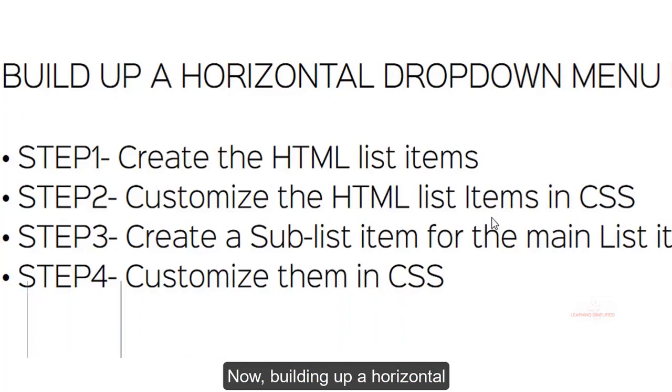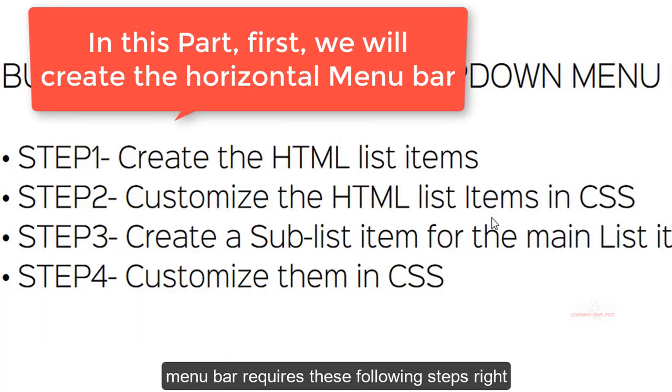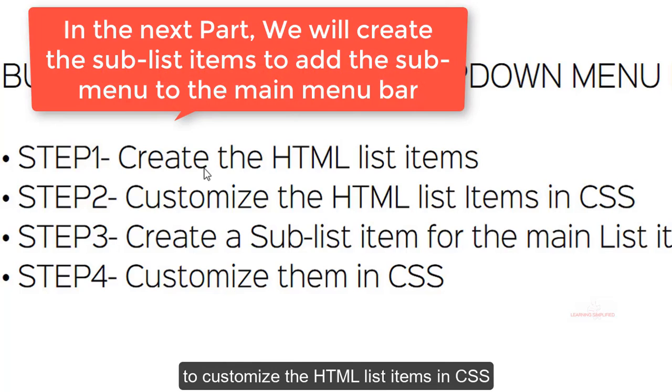Now building up a horizontal menu bar requires the following steps. Step 1, we need to create the HTML list items. The next step is to customize that HTML list items in CSS. So this is what we are going to do next.